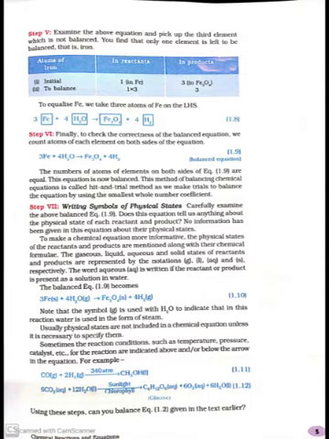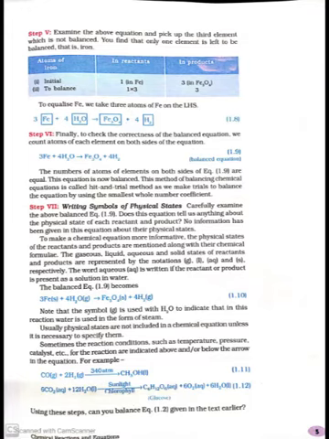Step 7. Writing symbols of physical states. Carefully examine the above balanced equation 1.9. Does this equation tell us anything about the physical state of each reactant and product? No information has been given in this equation about their physical states.